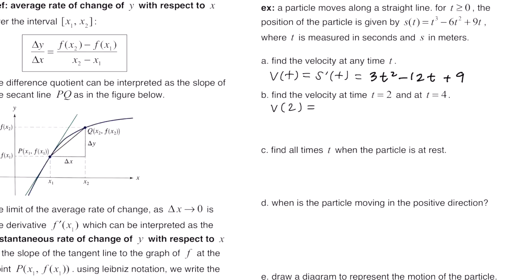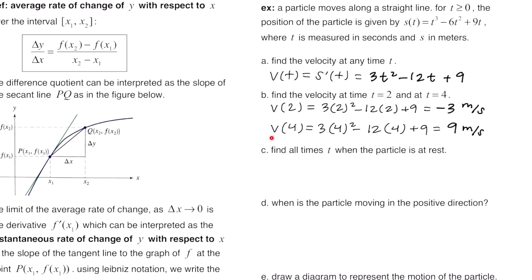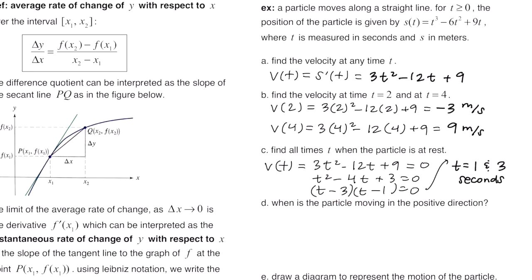Since we're plugging in 2 into the velocity function, I'm using the notation v of 2, and the velocity at time t equals 2 is going to be negative 3, and then our units are meters per second. And the velocity at t equals 4 seconds is 9 meters per second. Part C says find all times t when the particle is at rest. To find when the particle is at rest, we're going to set the velocity equal to 0. In this equation, I'm going to divide every term by 3. Then I factored, and when you solve, you get t equals 1 and 3 seconds.